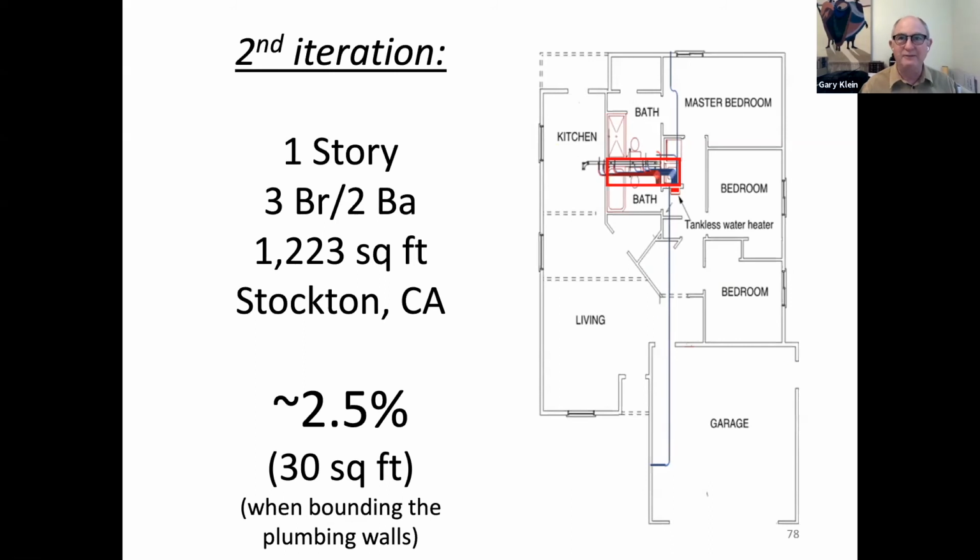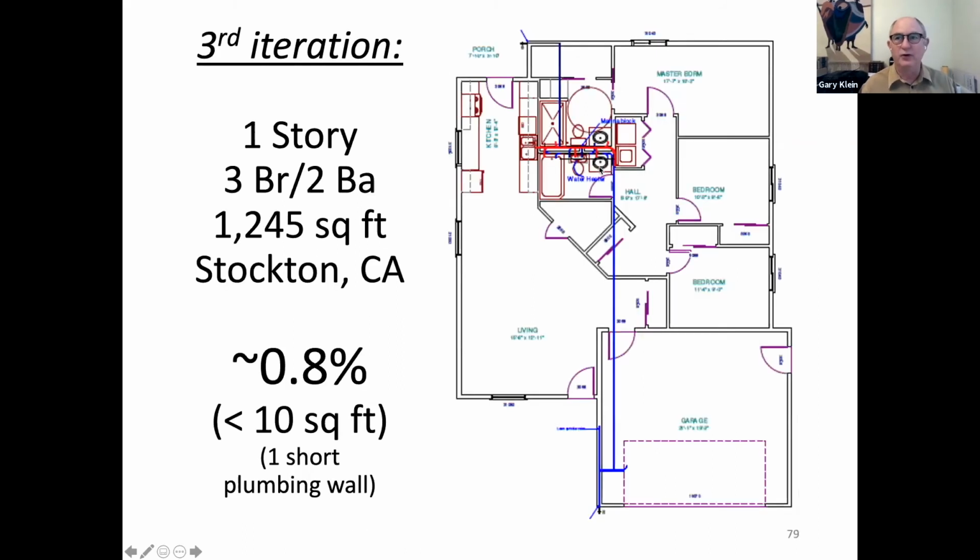We're down to 2.5%. The water heater is now tankless. It's over here on the wall in the corridor. The washing machine is right behind it, and the plumbing runs down the spine of the building to the kitchen sink on the opposite end. And that's version 2. We're at 2.5%. Version 3.